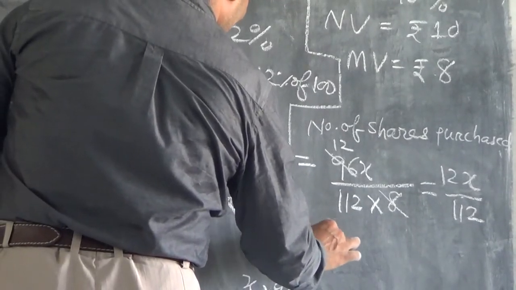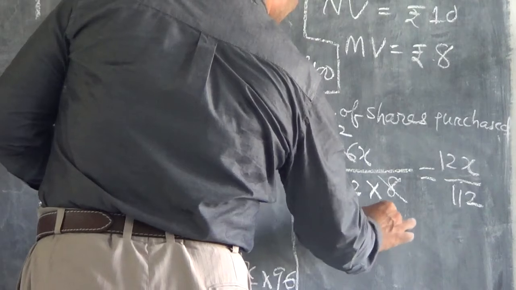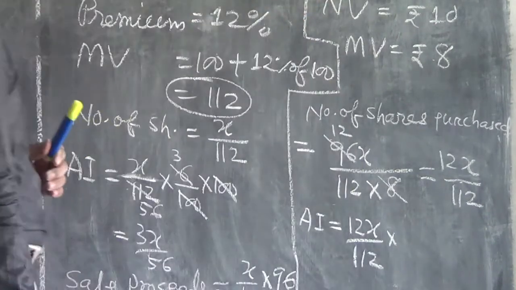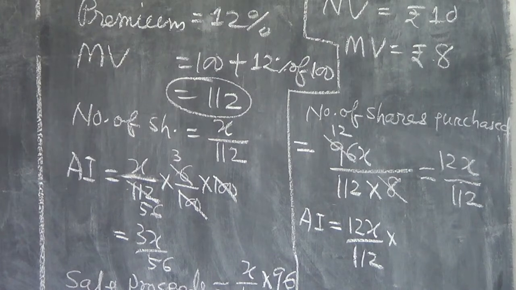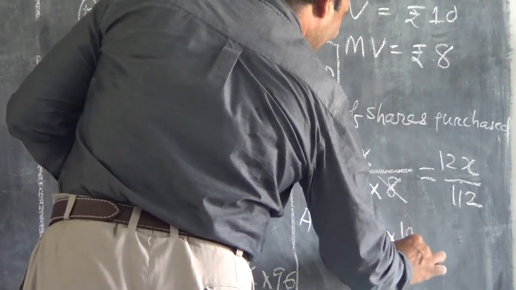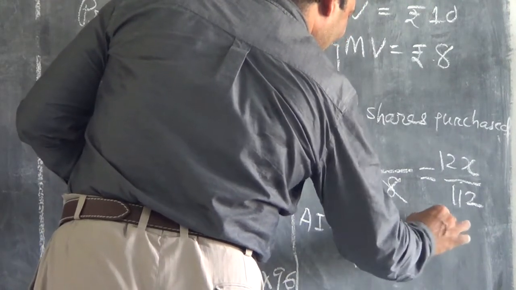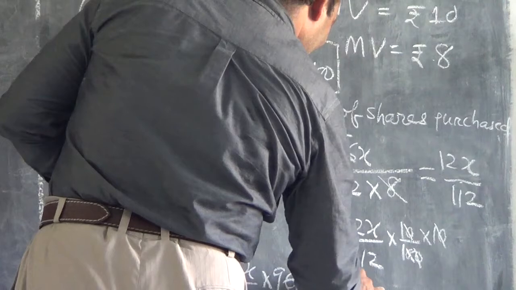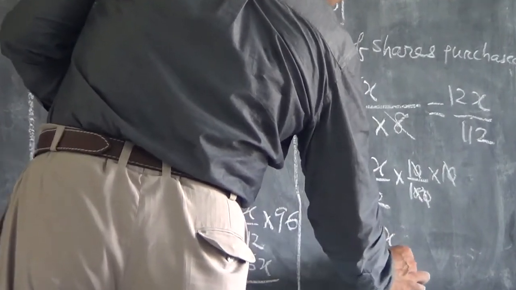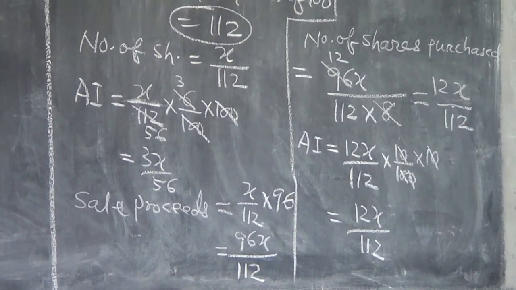Annual income will be how much, children? Annual income equals number of shares into dividend from one share, 10% of 10. So this will get cancelled, and annual income is also again 12x by 112. And now we can proceed according to the problem.